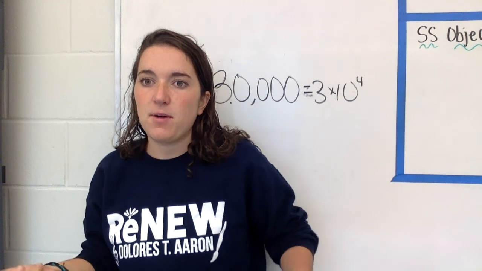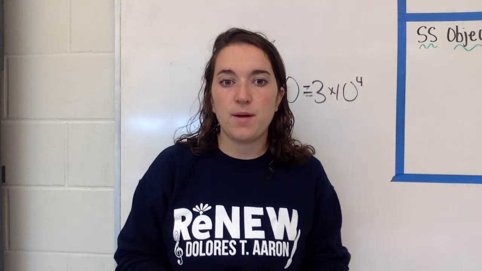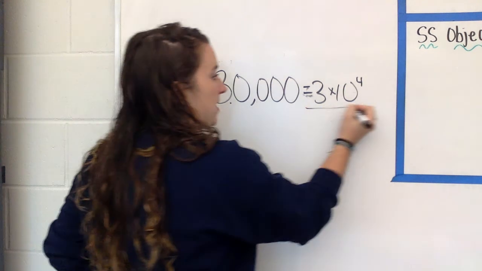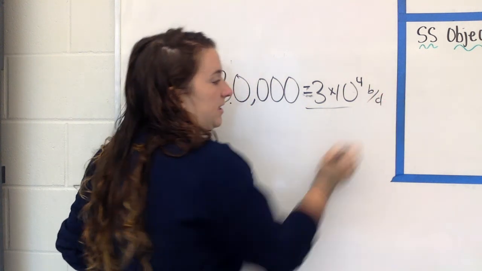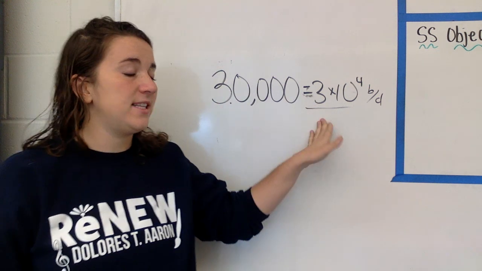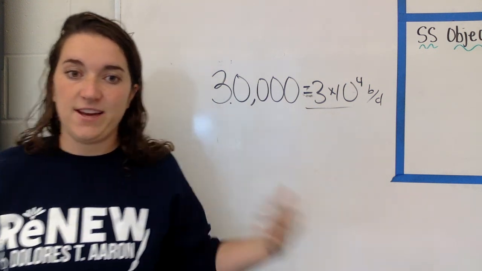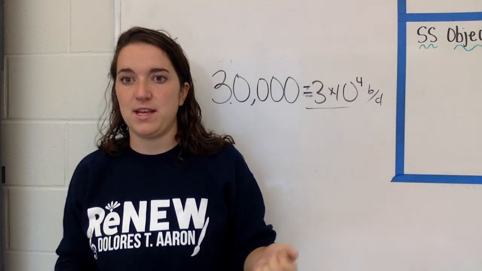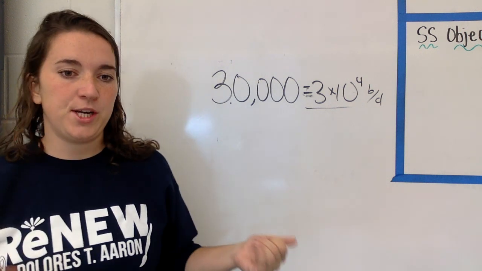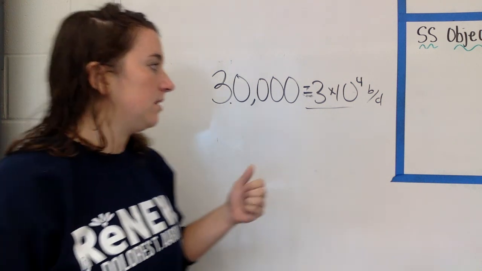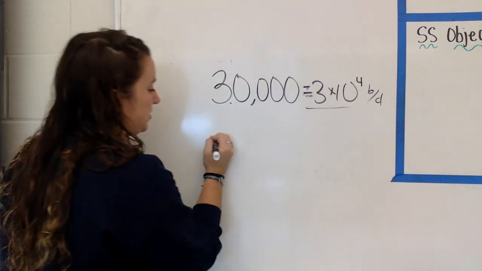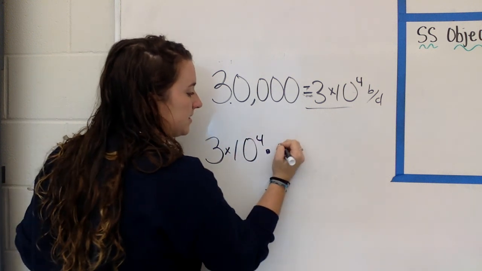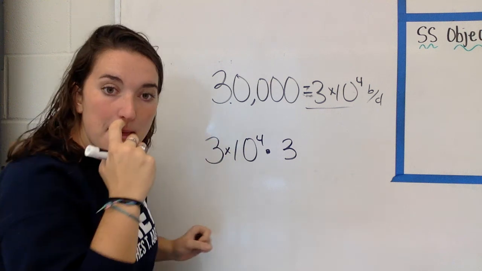All right, for the second part, it is asking us to find the total number of breaths a human takes in their life. So this is breaths per day. If they take this number of breaths per day and they live about 30,000 days, how many breaths will they take in their entire life? What operation do we need to do to figure this out? Yeah, I'll need to multiply. So I'll have 3 times 10 to the 4th times 30,000.